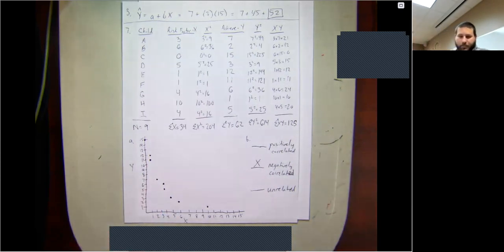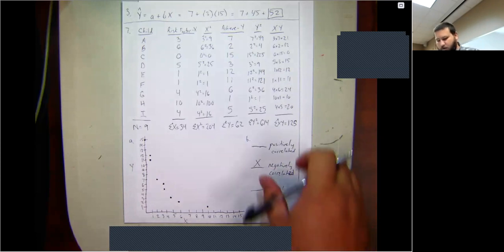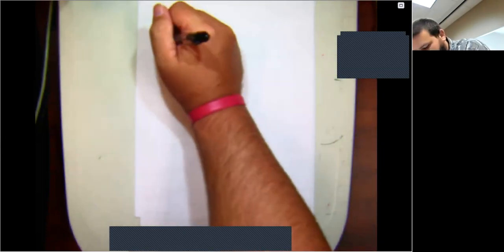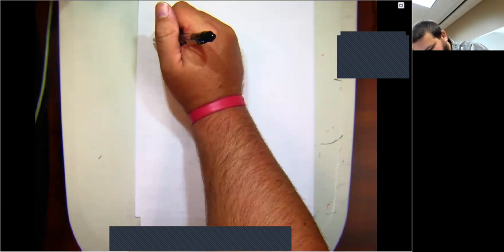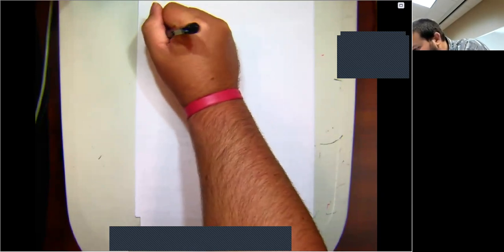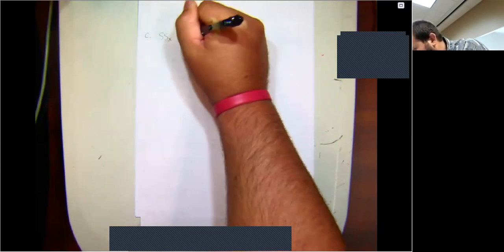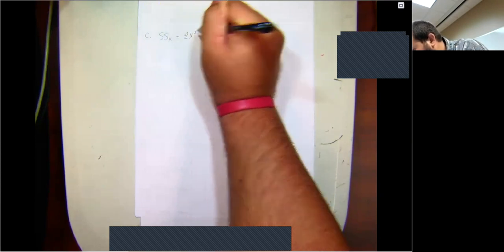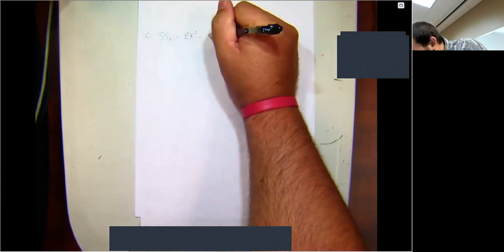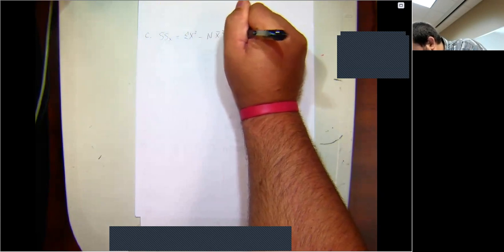Negatively correlated. So we have A and B. Now we need to start our calculations for the correlation. So let's do this. Calculate SSX is C. SSX is equal to sum of x squared minus n times x bar squared.